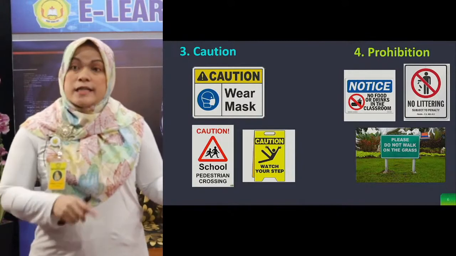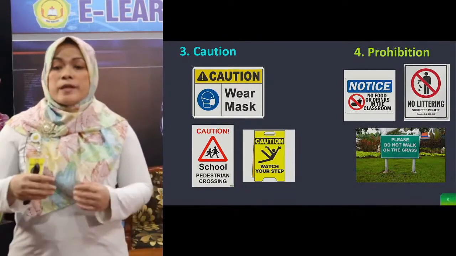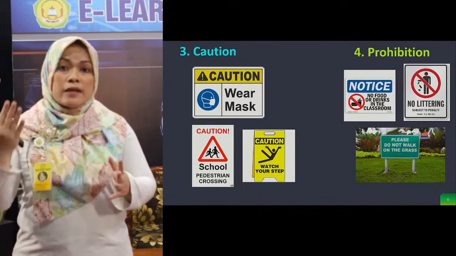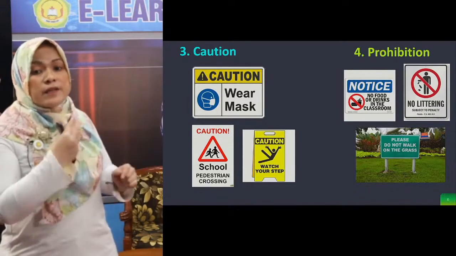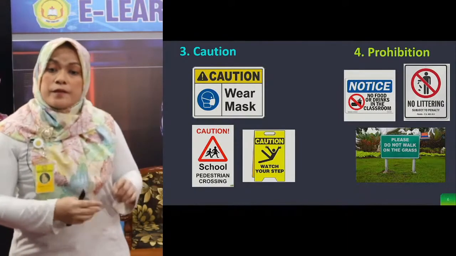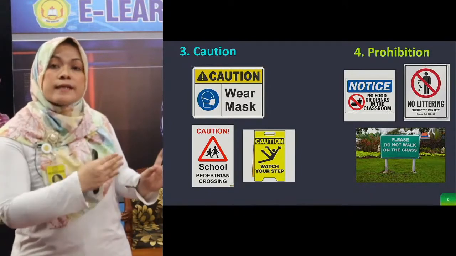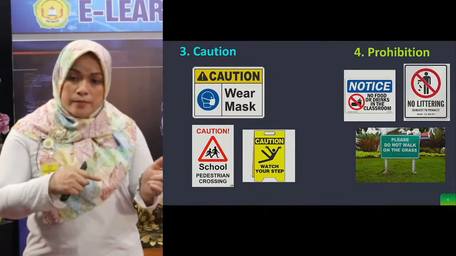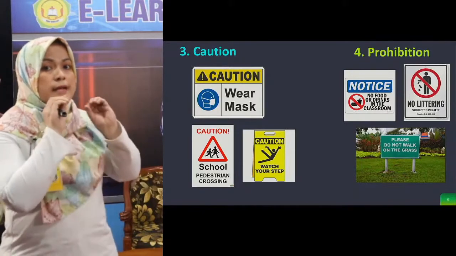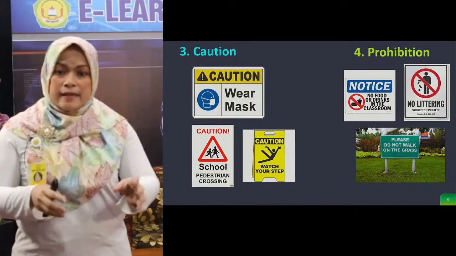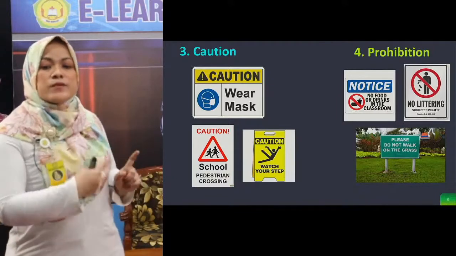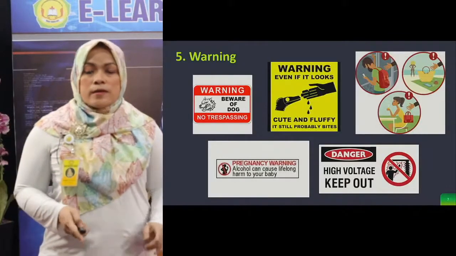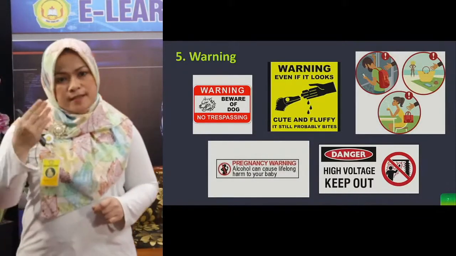The fourth is prohibition notice. Prohibition is kind of like forbidding or banning you to do or not to do something. Here, you can find three examples. The first one is the notice, no food or drink in the classroom. It means you cannot bring food or drinks into the classroom. And then again, no littering, do not litter everywhere. And then, please do not walk on the grass. Do not step on the grass. There you go. The last one is kind of warning.